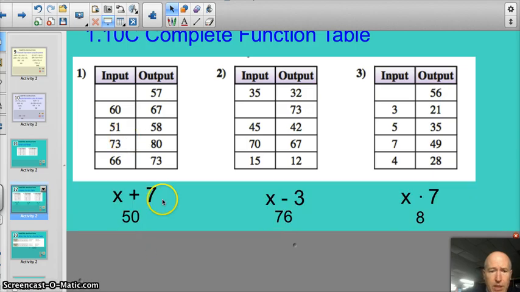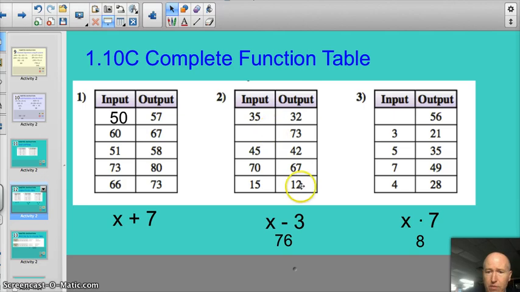All right, you did identify that this rule is adding 7, so I can pop 50 in here. 50 plus 7 is 57. 60 plus 7 is 67. 51 plus 7 is 58. Good, my rule works. I checked those different variables.